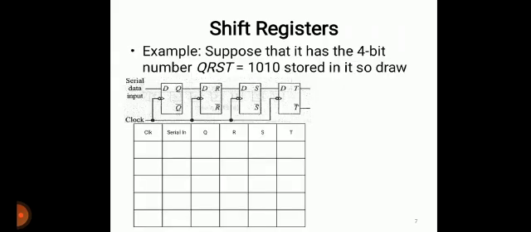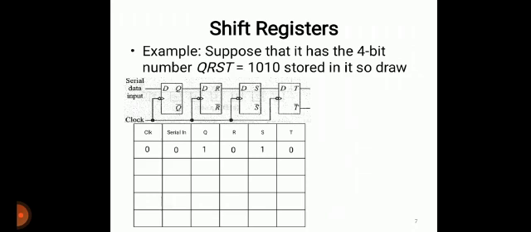Next example, I need to show about the shift registers. Suppose that it has a 4-bit number QRST equal to 1010. That means that previous data was this. Then store in it. So draw what will happen whenever the result is this. Fine. Initially in the last slide we have seen that the initial data was 0000. Now the initial data is 1010. So that I need to check. So I'll just write down the serial in data which I have.